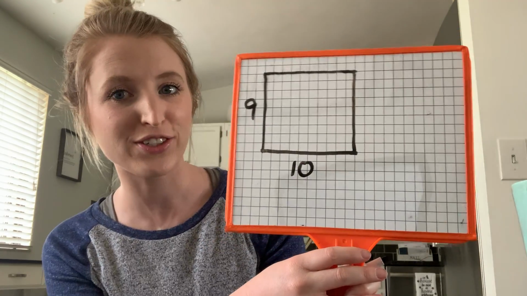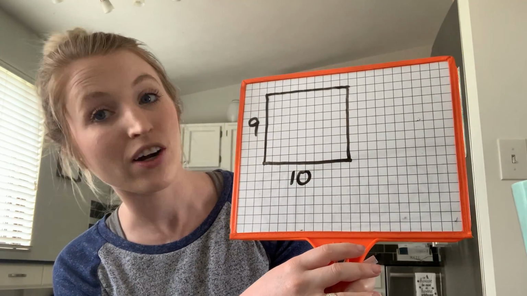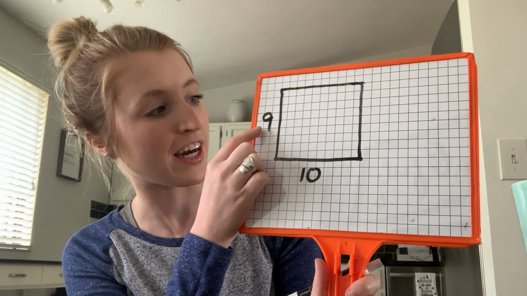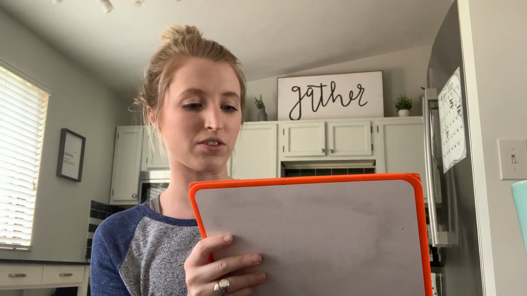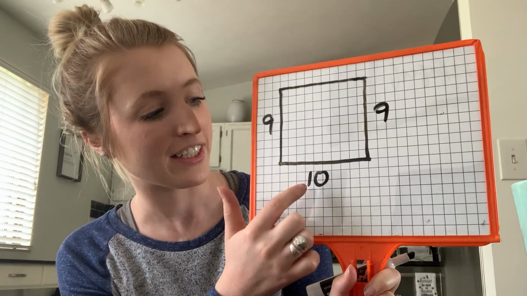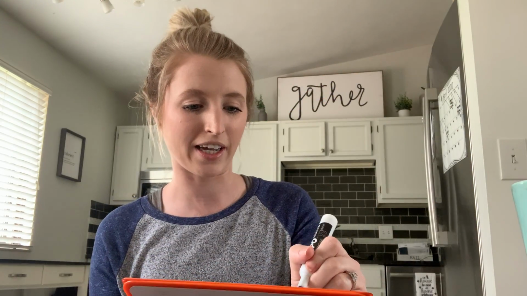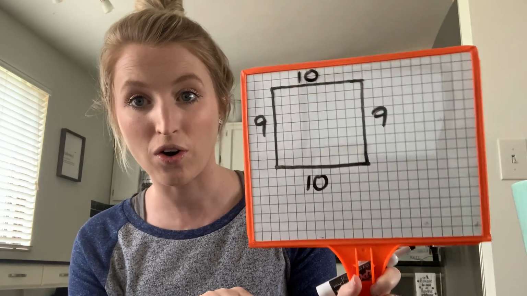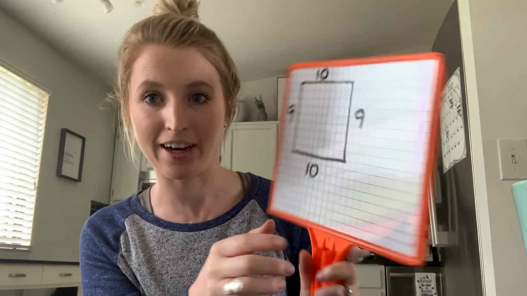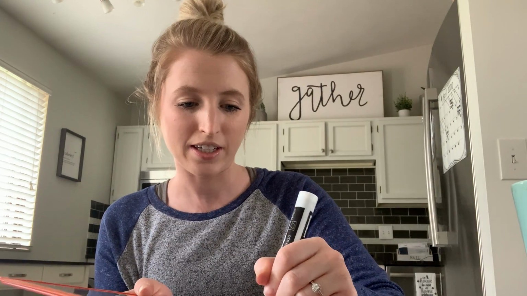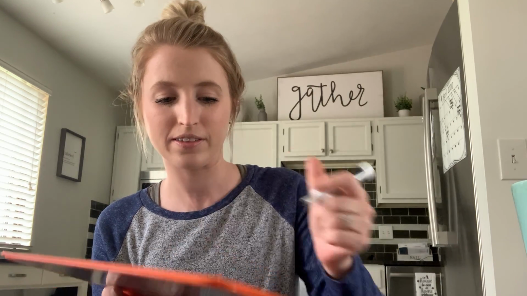All right. So now that you solved this on your own, let's go over the answer. I have to add all 4 sides. If this side equals 9, that means this side also equals 9. So I'm going to draw a 9. If this side is 10, that means the top width is also 10. So I'm going to write my 10. Now I have to add all 4 sides. So 10 plus 10 plus 9 plus 9. I'm going to write that at the bottom.